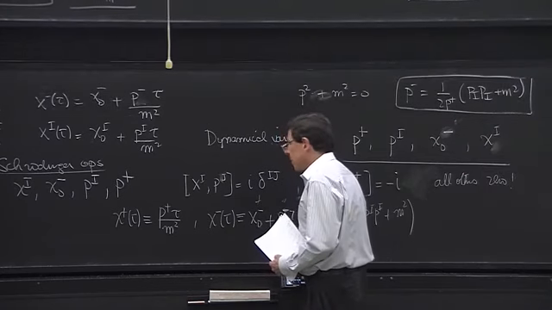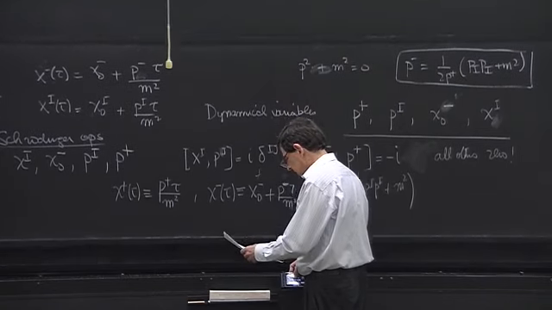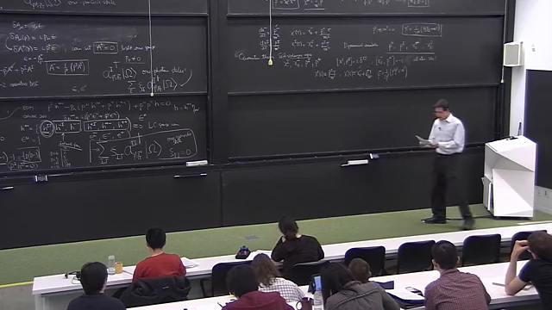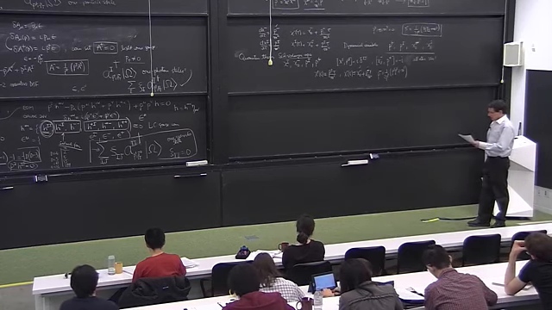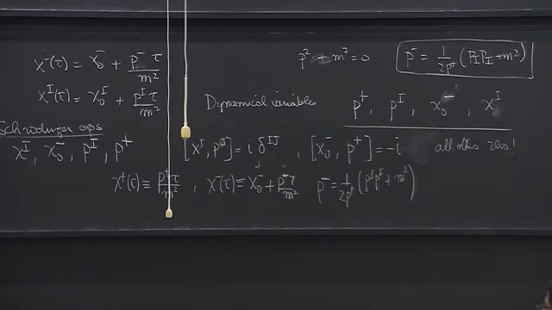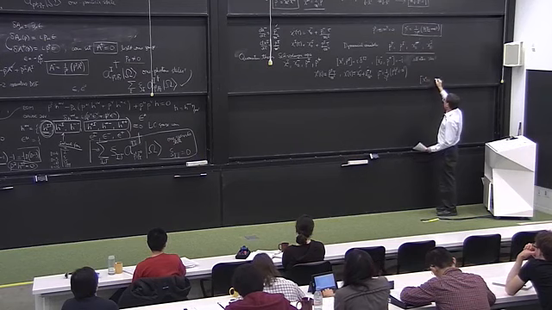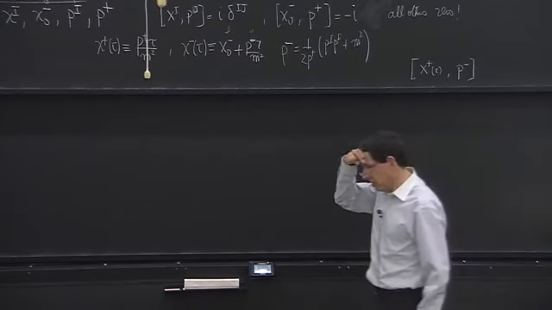Last thing I want to say is some remark about Heisenberg operators. Well, one other remark. Suppose you want to calculate, this is sort of funny, x plus with p minus. How much should that be?